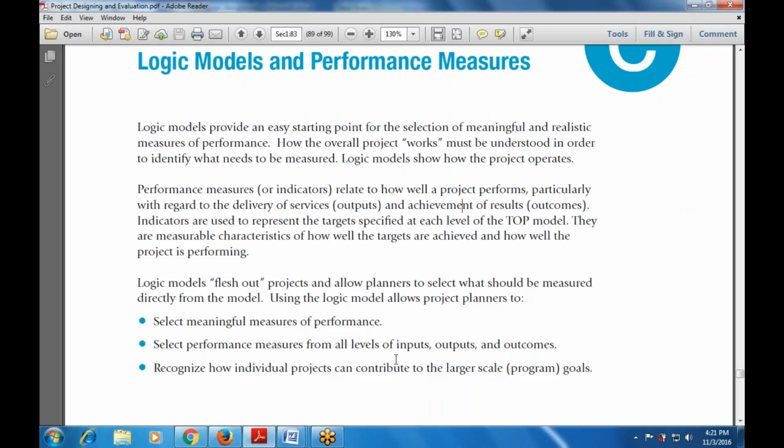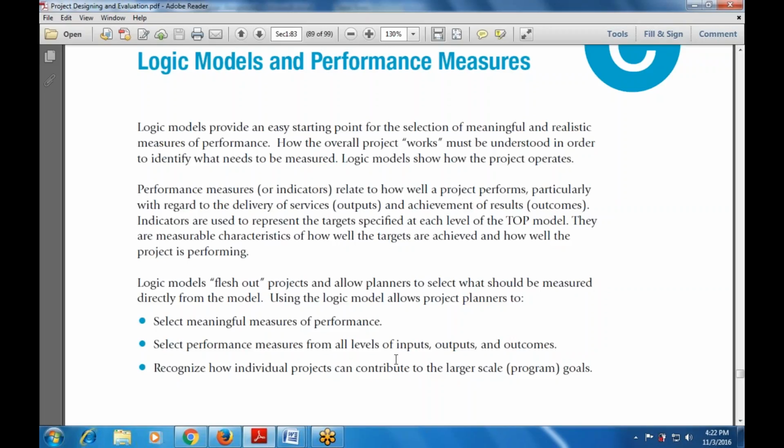Whatever targets the project defines, how well the project is performing against them is the main thing that will be achieved with the logic model and the performance measures. The logic models also flesh out the project, and allow the planners to select what should be measured directly from the model: what to measure and why.